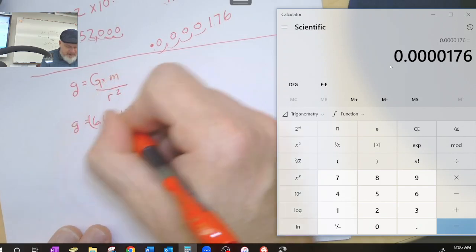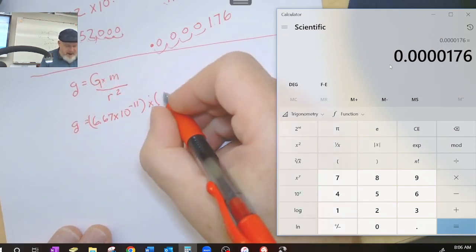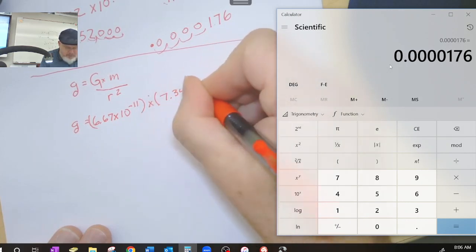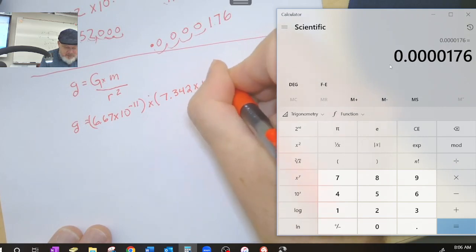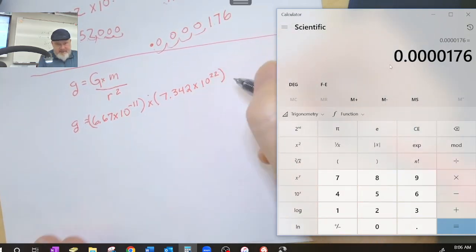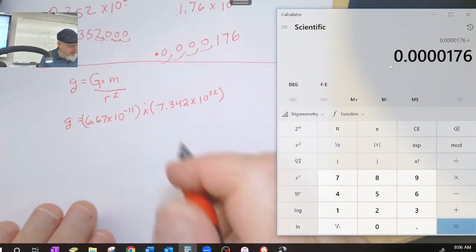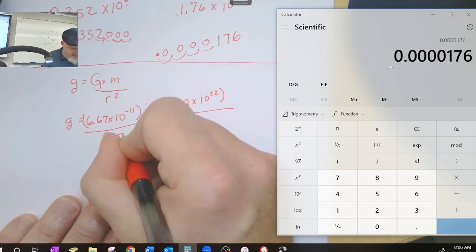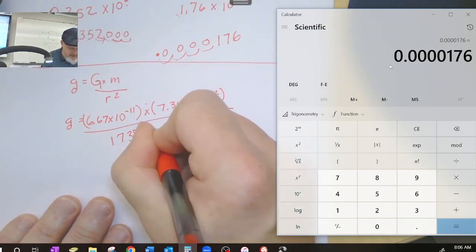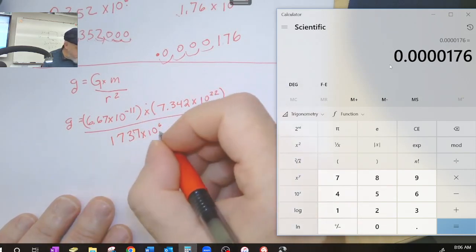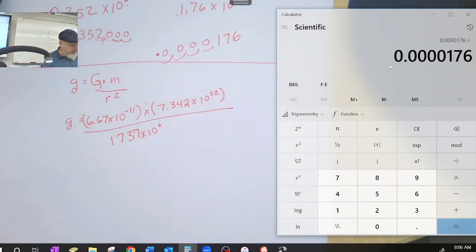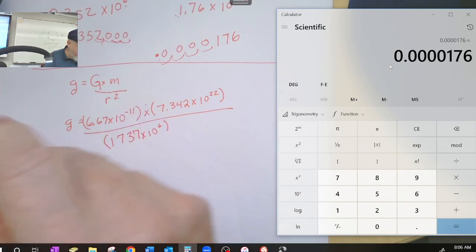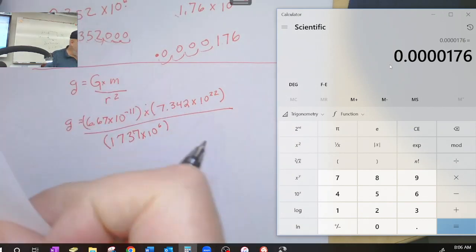And I'm going to multiply that by the mass, 7.342 times 10 to the 22. And that is in kilograms. All right. And then we're going to divide that by the radius, which is 1737 times 10 to the 6th power. And we're going to square that number. All right.